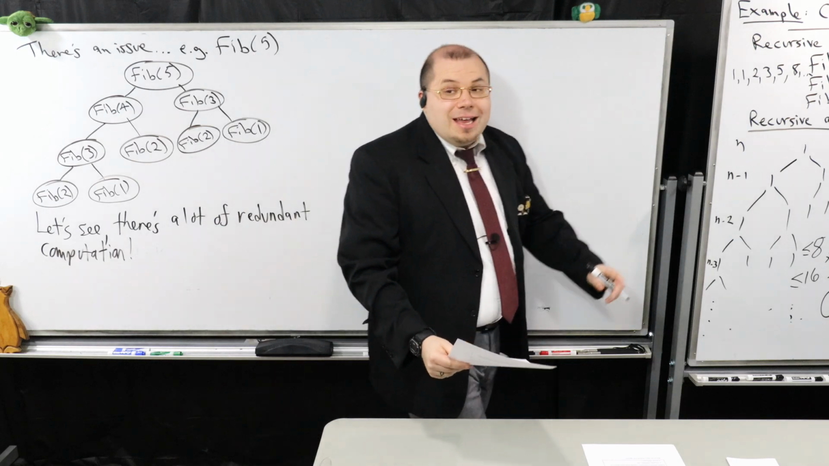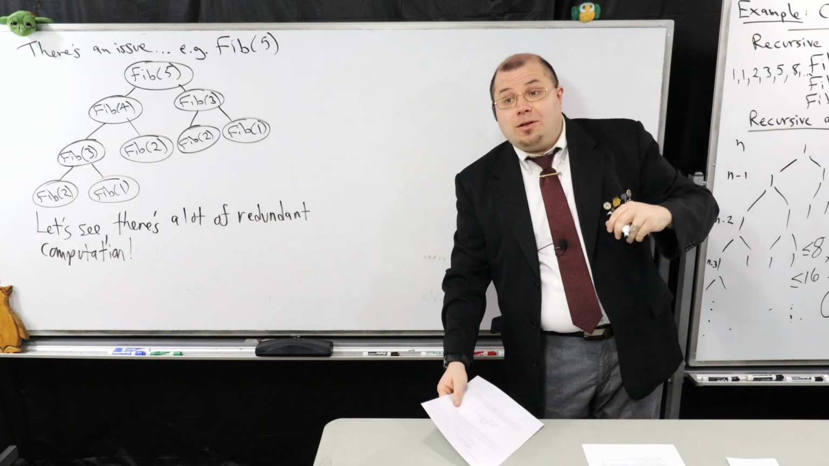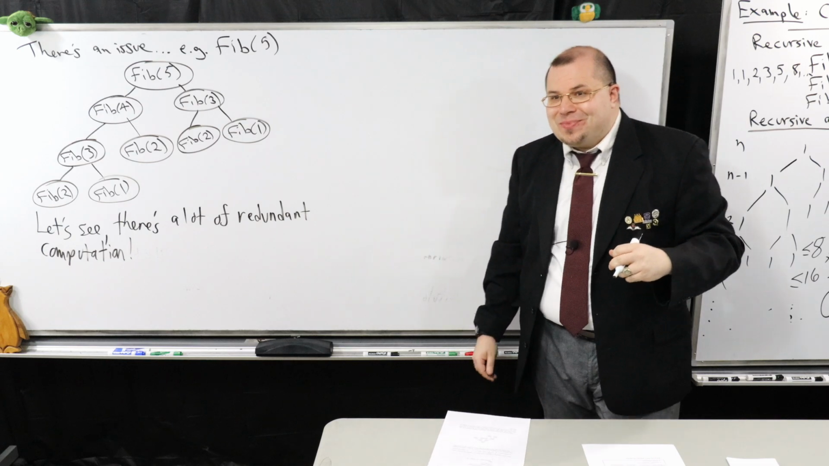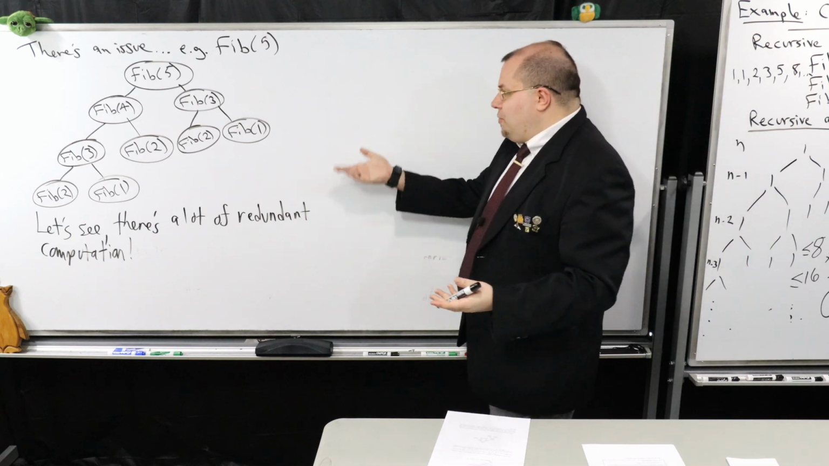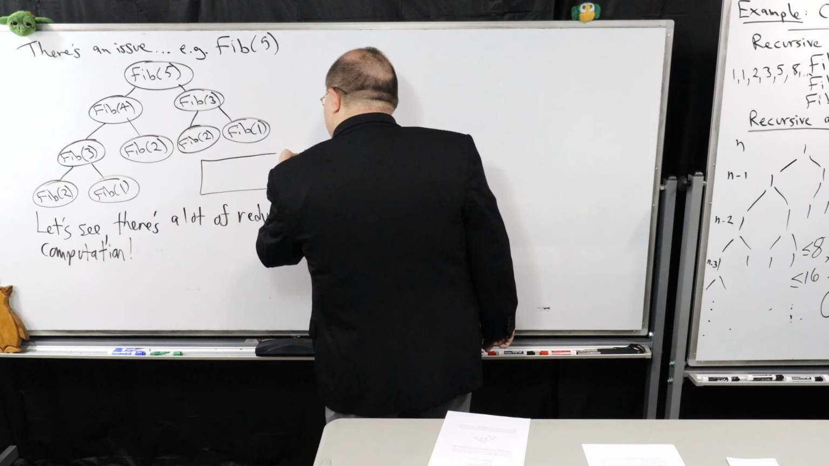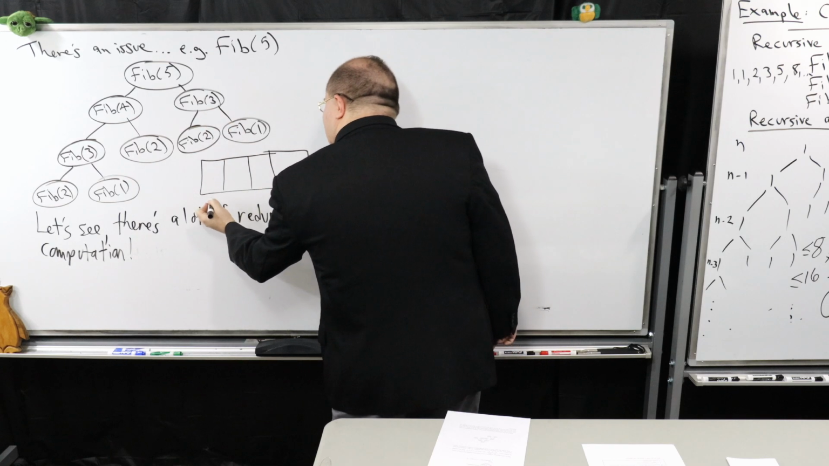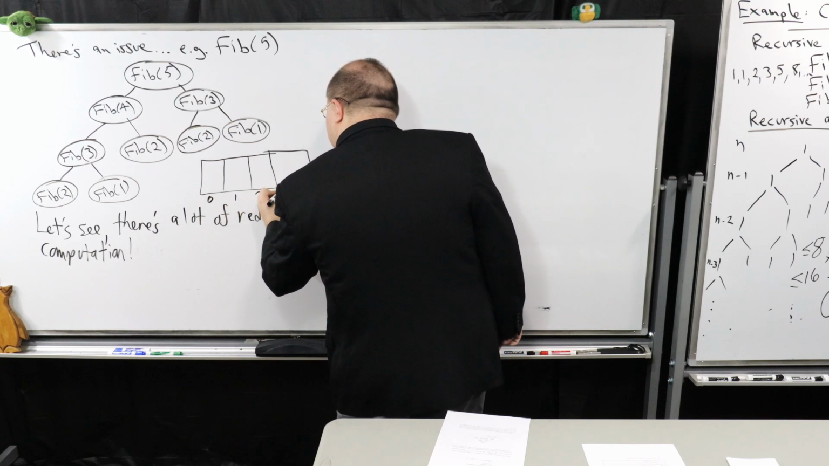So, indeed, you can use memoization. That's one way you could speed up this algorithm considerably. To give you an idea of what I mean by this, imagine I have an array. Say, if I'm doing fib of 5 here, I could imagine I have 1, 2, 3, 4.